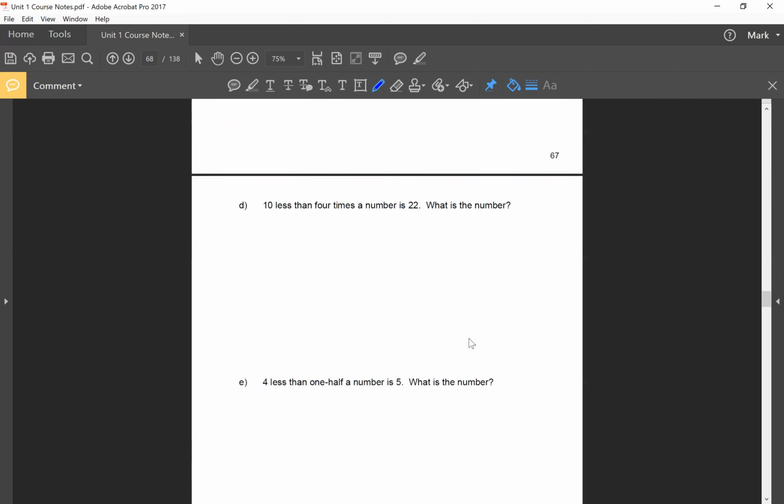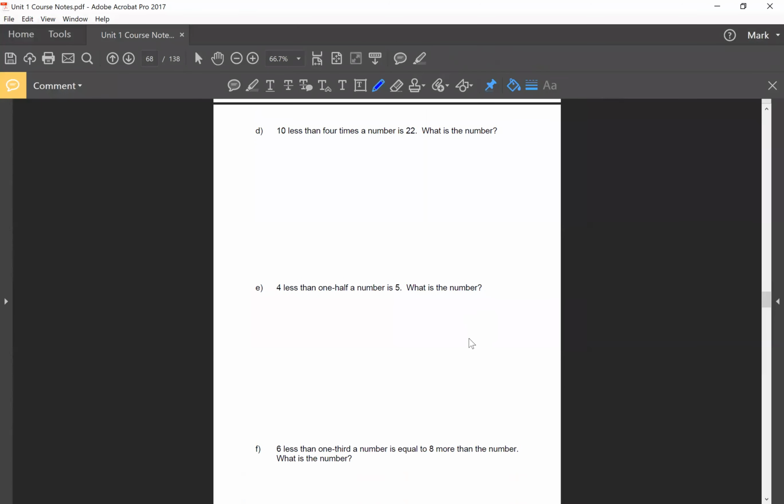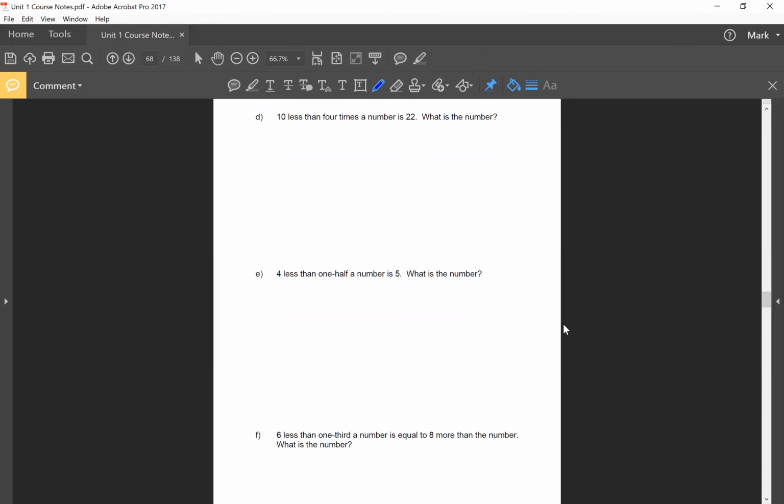All right. So guys, why don't you try these questions? They're also repetitive. Each one of them is 10 less than 4. I don't know why they're all the same, but anyways, you guys can practice this. Just remember for D, 10 less than 4 times a number means 4x minus 10.